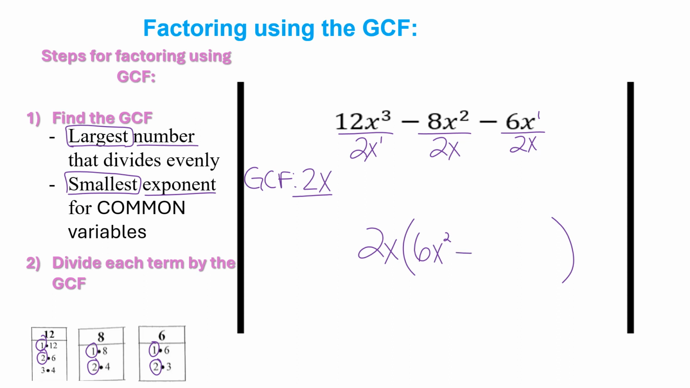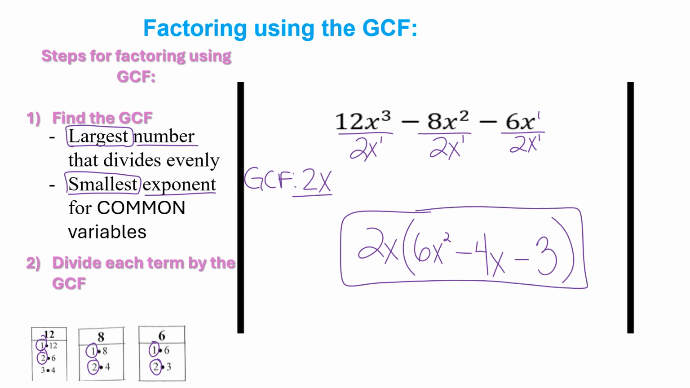Okay, minus 8 divided by 2 is 4. x squared divided by x, 2 minus 1 would be 1, so there is an x there. And then minus 6 divided by 2 is 3. And x to the first divided by x to the first, 1 minus 1 is 0, so there are no x's left in that term. So here is my answer. I found that GCF of 2x and then factored that out of each term.